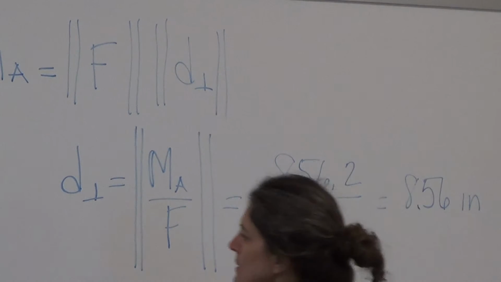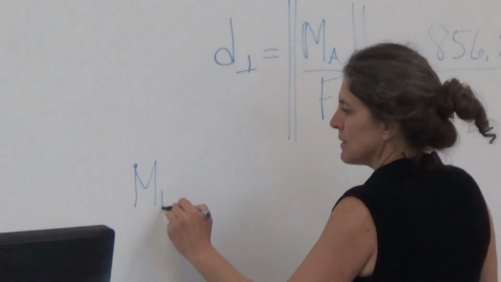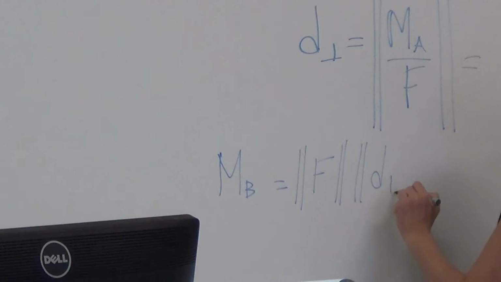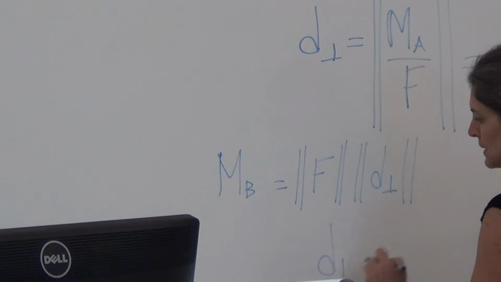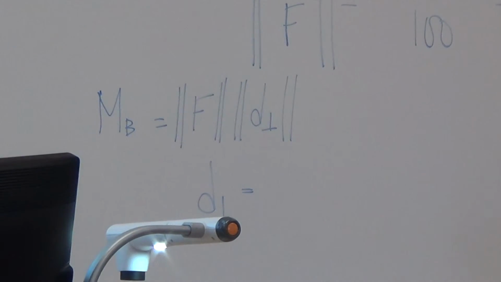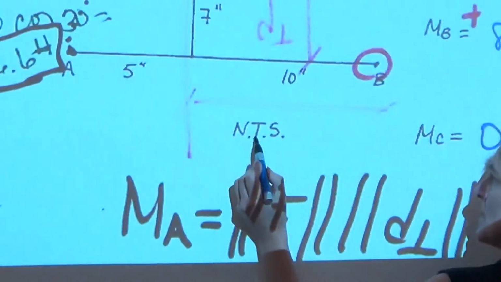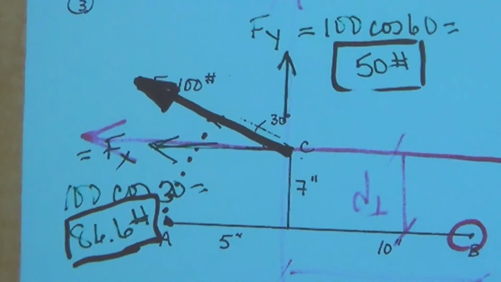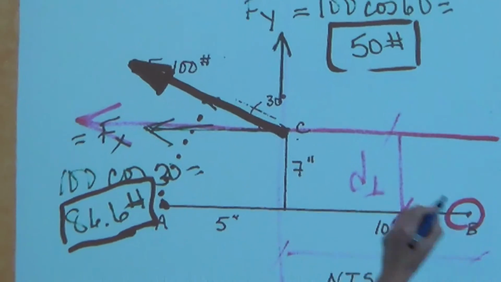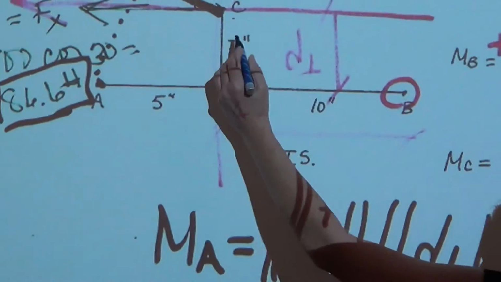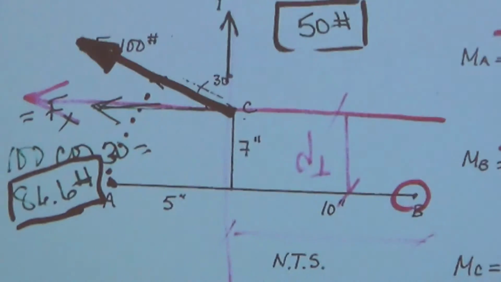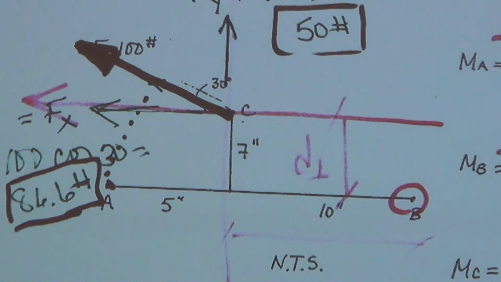How about for MB? The perpendicular distance. Maria, how do I find the perpendicular distance here? So we don't really know. What does this mean here? Not to scale. So it's not drawn to scale. We don't really know. Where does it go? Does it go through B? Is it above B? Is it below B? Let's do the math first and then think about it.